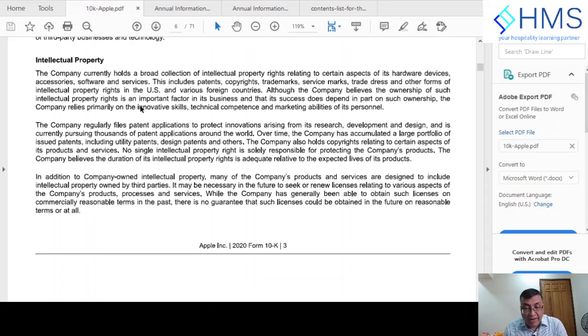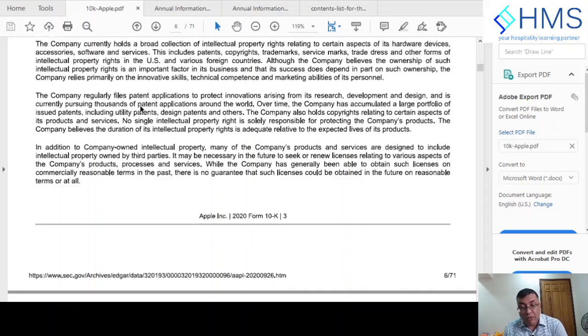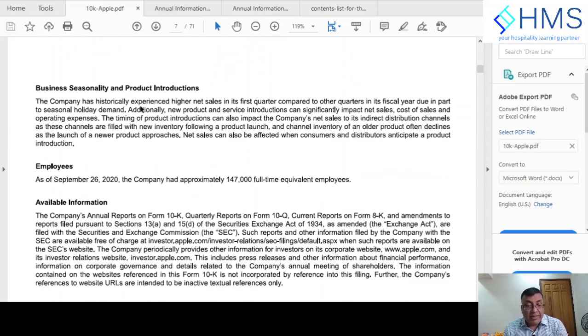Then you have intellectual property, how they are protecting it, and what kind of lawsuits they need to handle. Then you have seasonality. Is it historically seasonal or not? The company says that it has historically experienced high net sales in the first quarter compared to the other quarters of the fiscal year, due in part to seasonal holiday demand. So maybe the Christmas, the New Year.